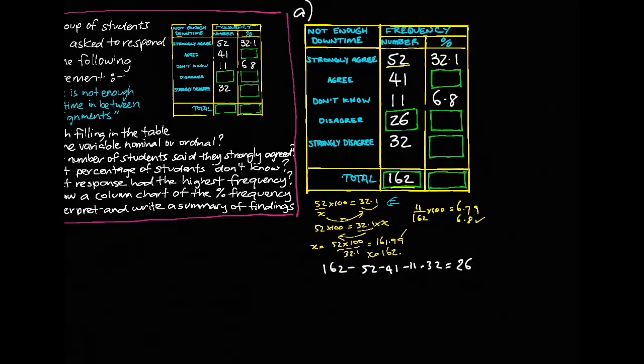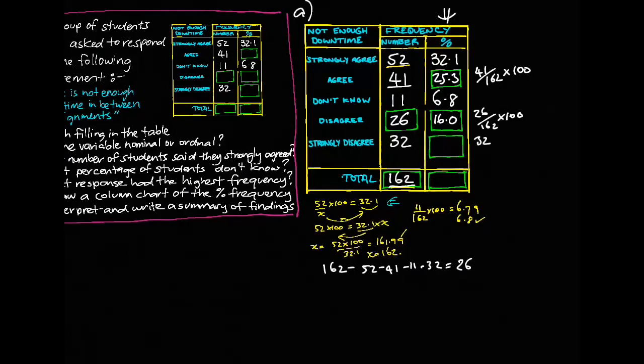Now all that's left remaining is to work out your percent frequencies. So again, that's the number, for instance, who agreed divided by the total number of people that were asked. So 41 agreed out of 162 people times 100 to make it a percentage. And that gives 25.3. 26 people disagreed out of 162. Turn it into a percentage. And that gives 16.0.